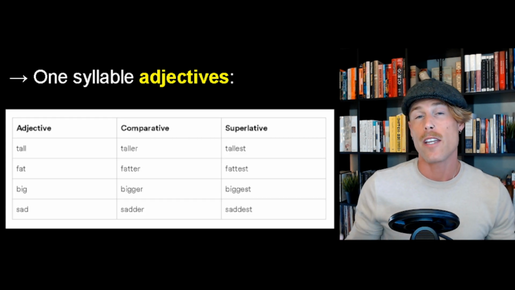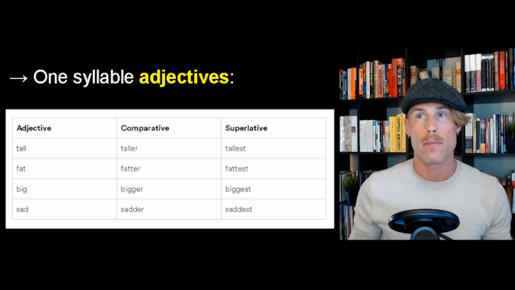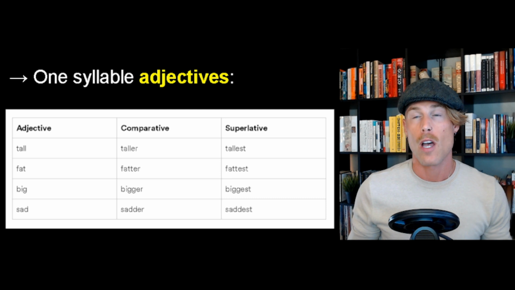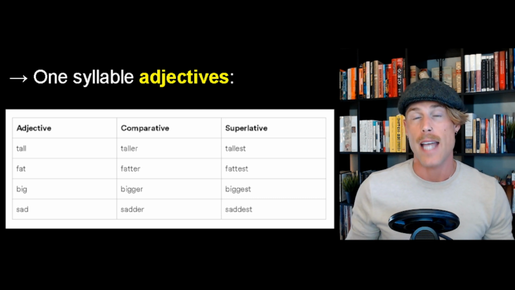Okay, here is a chart showing different one-syllable adjectives with the comparative and the superlative. Tall, fat, big, sad. Taller, fatter, bigger, sadder. Tallest, fattest, biggest, saddest.